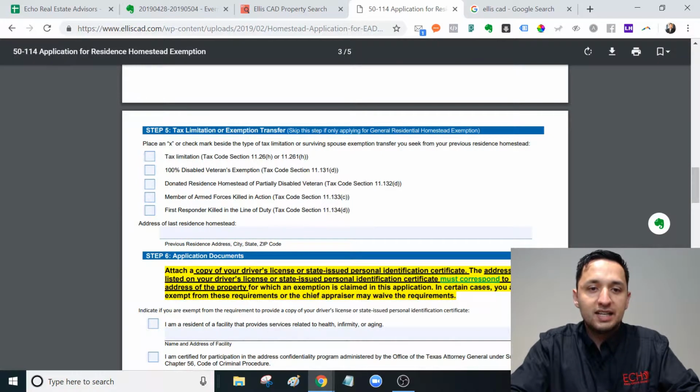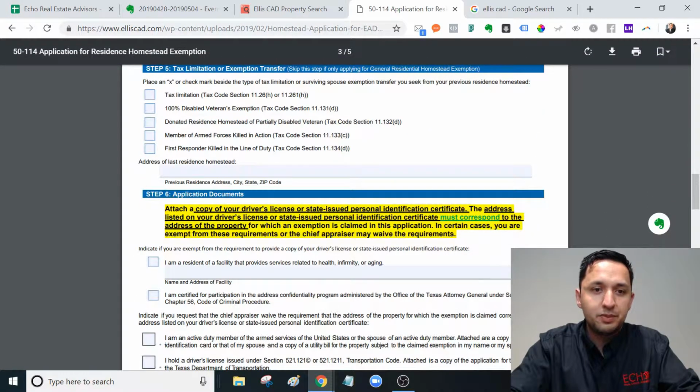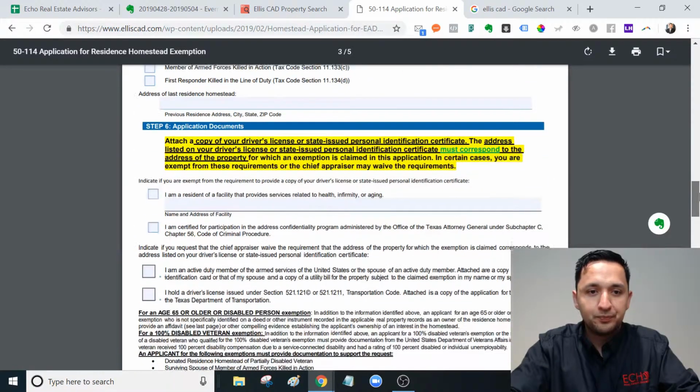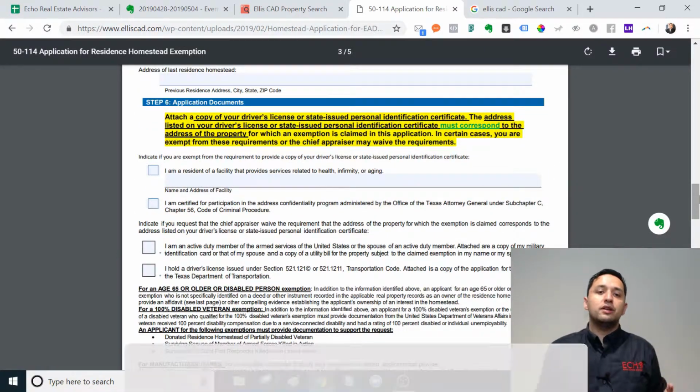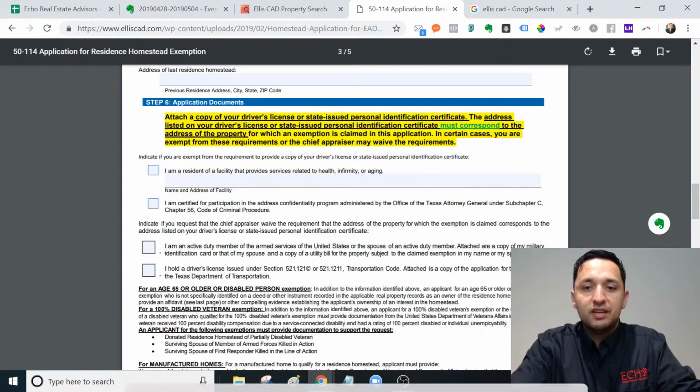All right, so the tax limitation or exemption transfer, skip the steps if only applying for a general homestead exemption. We don't need to do this. Now, if you are applying for some additional exemptions, then of course you would do that there. Very important, coming up. Attach a copy of your driver's license or state-issued personal identification certificate.